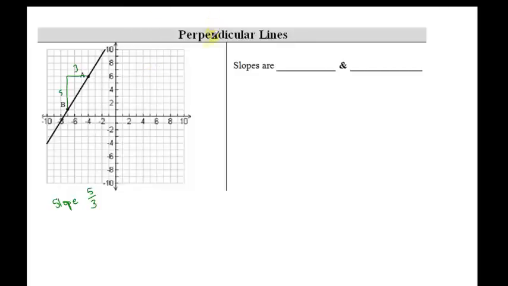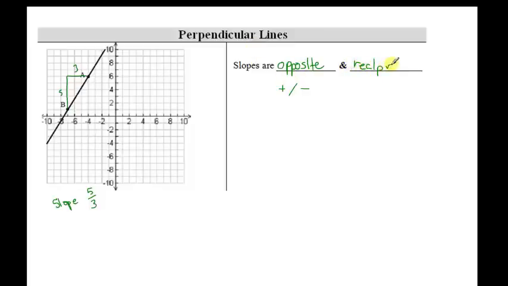To run perpendicular, we have to take this slope and change it in two ways. The first thing we do is make it the opposite sign. So I'm going to have you write this in. The slopes are opposite, meaning a plus or a minus change. One's positive, one's negative. They're opposite, and they're also reciprocals.